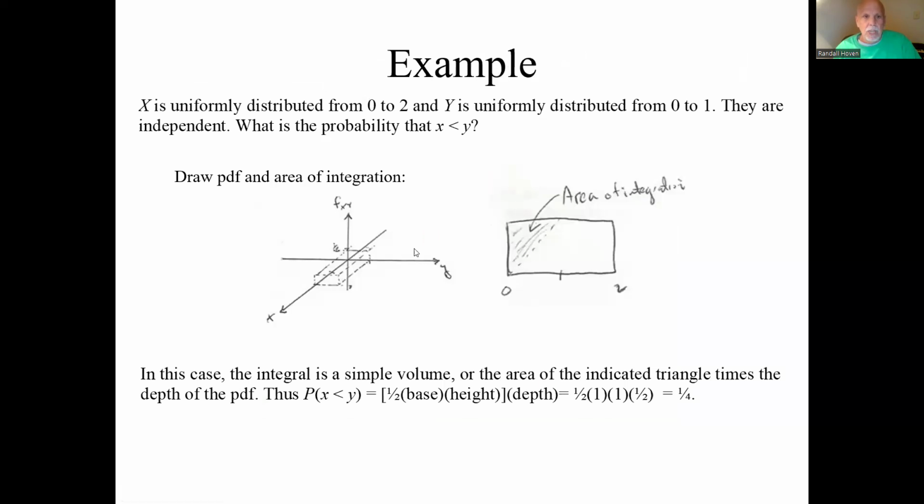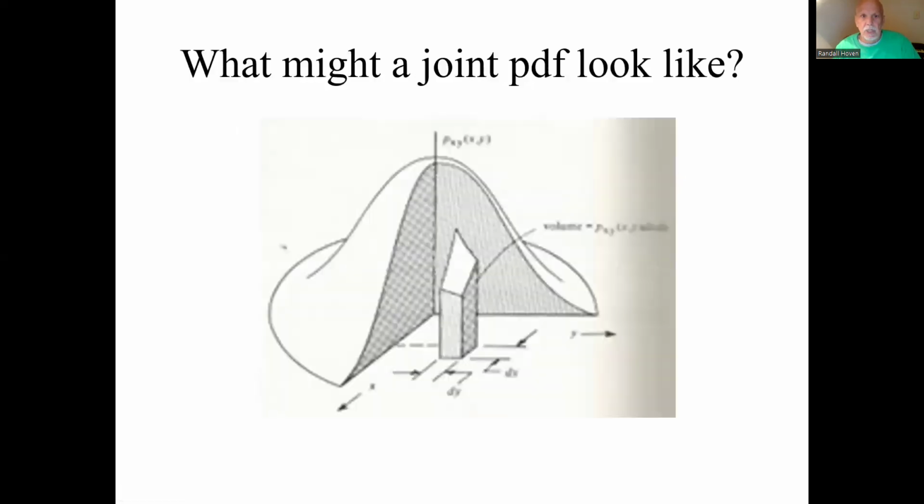I won't do this example just yet, but this is a case where the joint PDF is this sort of rectangular prism. In this one, it's this sort of Gaussian mountain. We'll do the example in a future video, and we'll get to Gaussians several videos down from here. That's the introduction to continuous random variables.